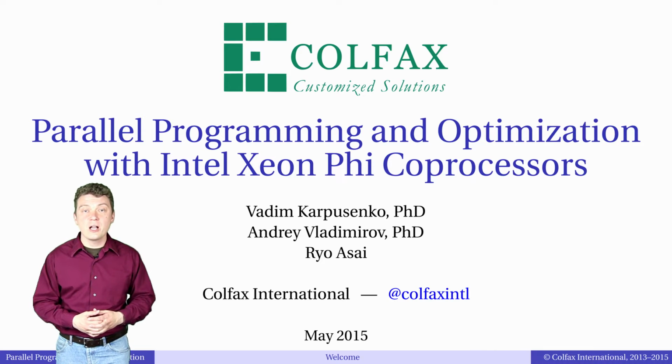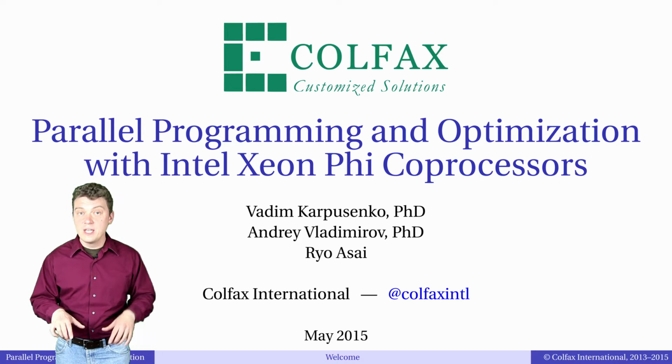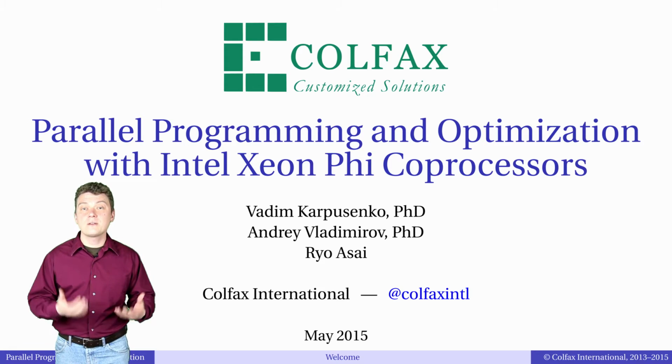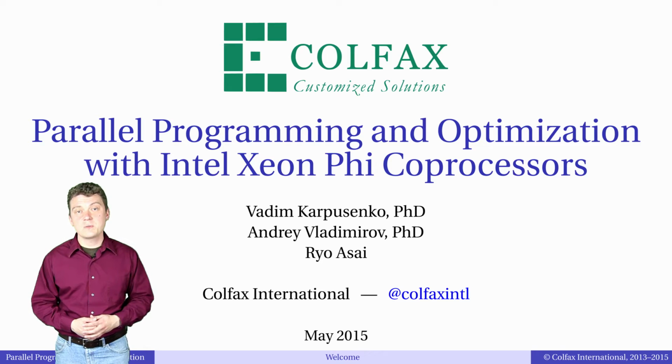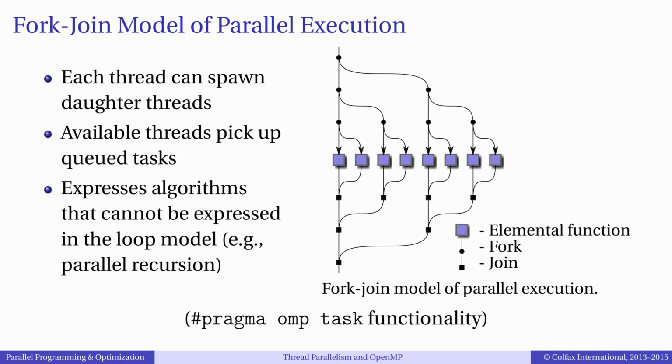To parallelize such algorithms, we may use the fork-join model of parallel execution, which puts in effect a tree of tasks. In this model, tasks may spawn children parallel tasks and synchronize between them. For example, parallel recursion is easier expressed with the fork-join model than with the parallel for loop. To express the fork-join, OpenMP provides the functionality of tasks.